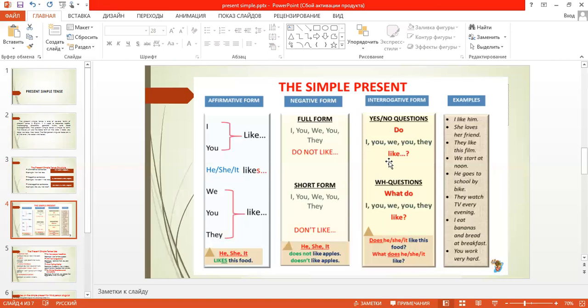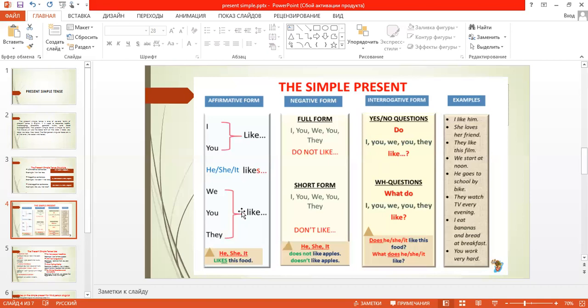In special questions, question words such as when, why, who, what, these kinds of question words precede auxiliary verbs in a question sentence. For example, what do you like? What does he do? Where does he come from? So on and so forth.